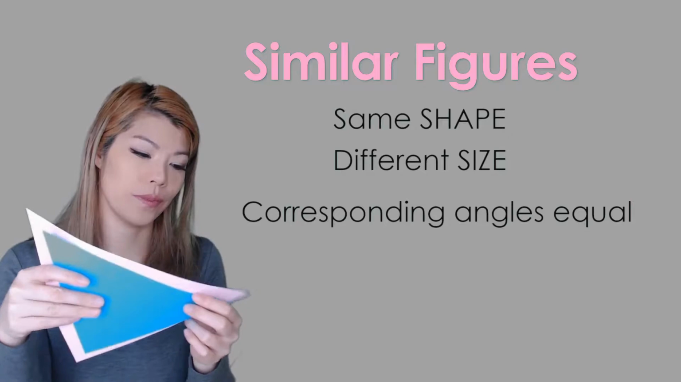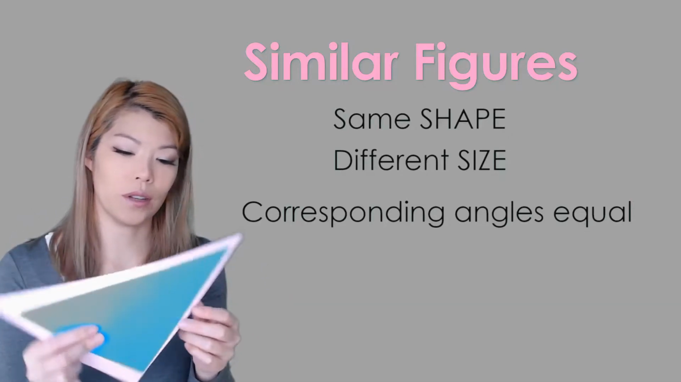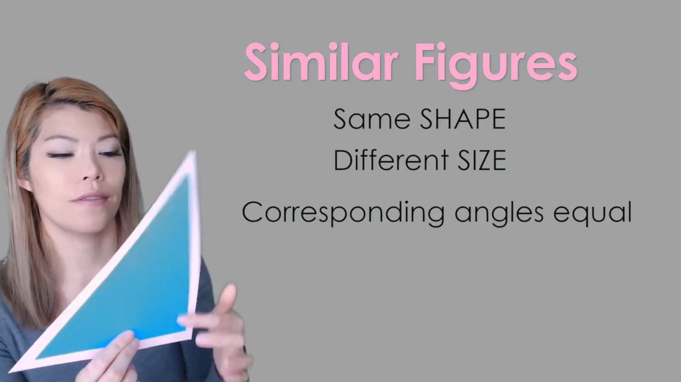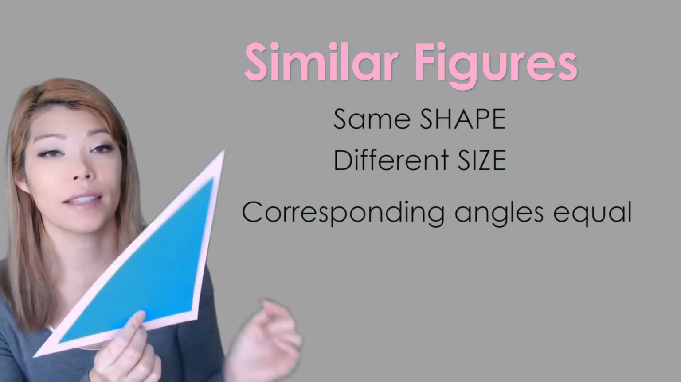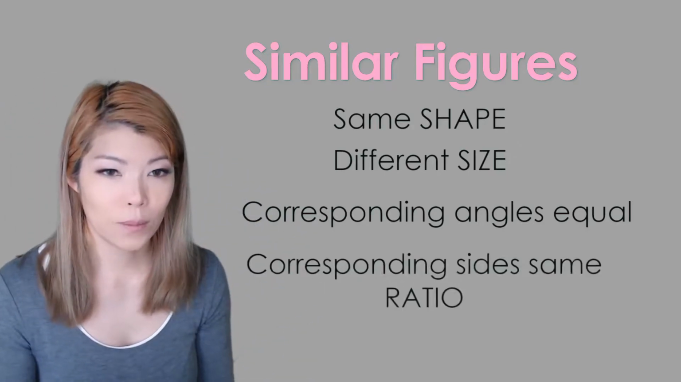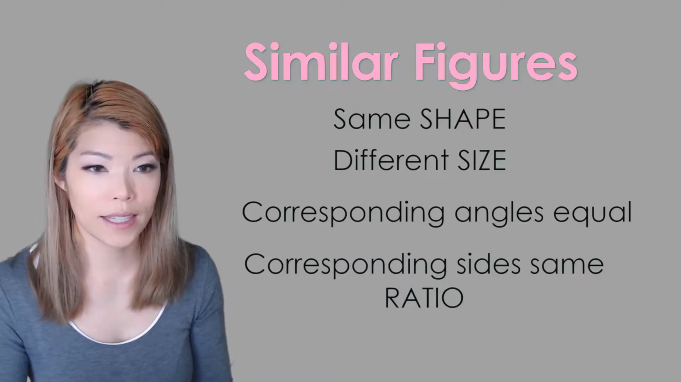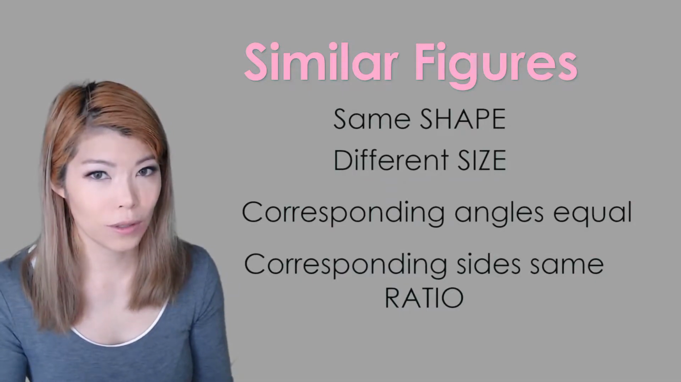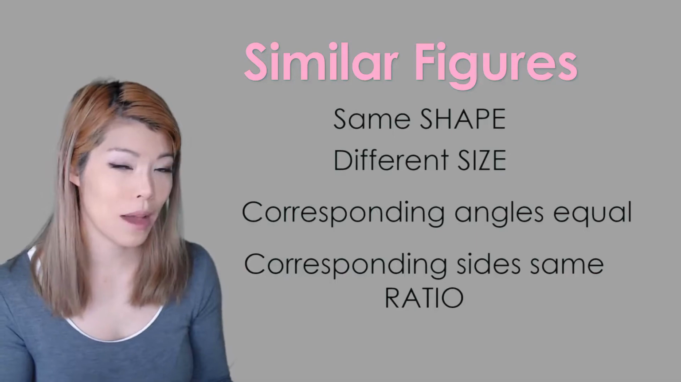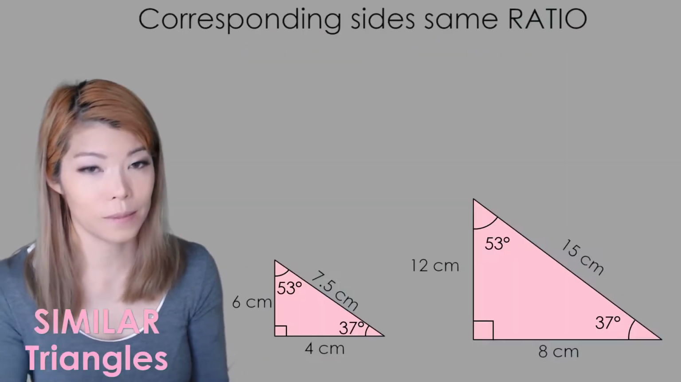The other thing we notice is that the matching or corresponding angles are all the same or equal. Now the other thing we're going to explore today is that if one side gets bigger, then the other side gets bigger as well. And we can explain that by saying the corresponding sides have the same ratio.